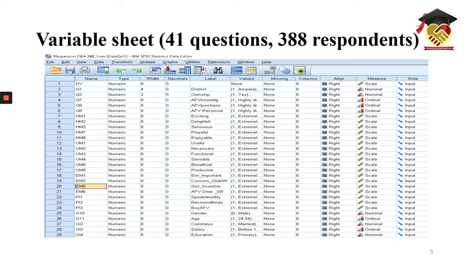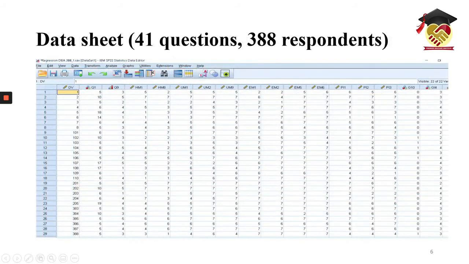We have been using the 7-point Likert scale from strongly disagree to strongly agree. In between there are another 5 options. Now this is question number HM1 to measure the HM, question number 1, and the answer is 6 from respondent number 1. Similarly, 388 respondents have given their answers for these 41 questions.